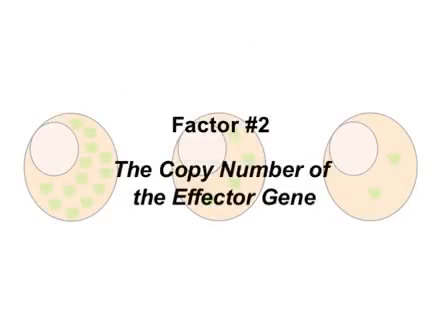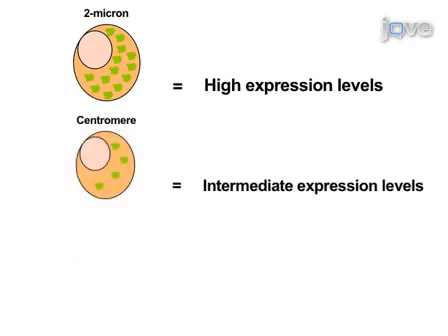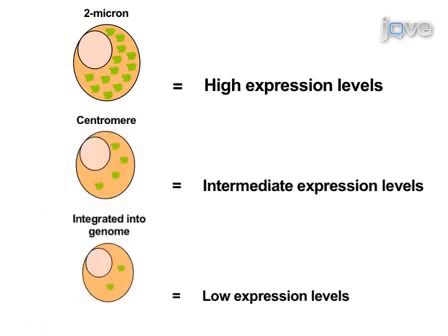The second factor is the copy number of the effector gene. High expression levels are achieved when the effector gene is carried by a 2-micron plasmid. Intermediate expression is obtained by using a centromere-containing plasmid, and low expression is achieved when the effector gene is integrated into the yeast genome by homologous recombination.